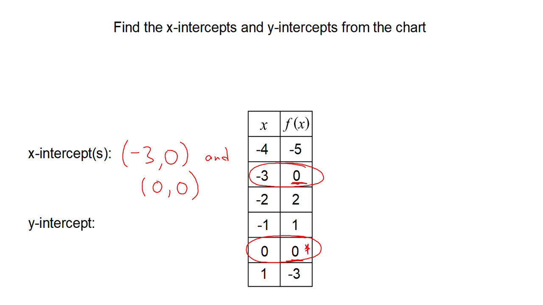For our y-intercept, we just look for when the x value is 0. Well, that happens to be a point that we've already used, but that's okay. It's still a y-intercept. It's the point 0, 0. Right? The origin, 0, 0, can be both an x-intercept and a y-intercept because both the x and the y coordinates are 0. That's all there is to finding x and y-intercepts when given a chart.